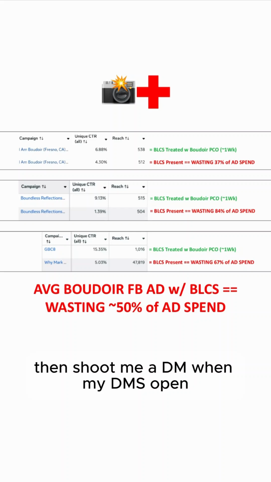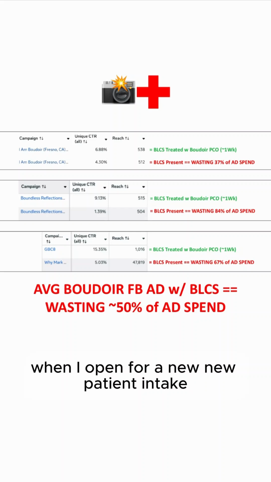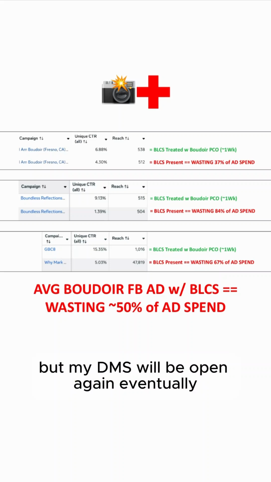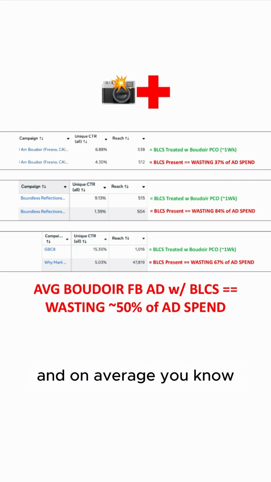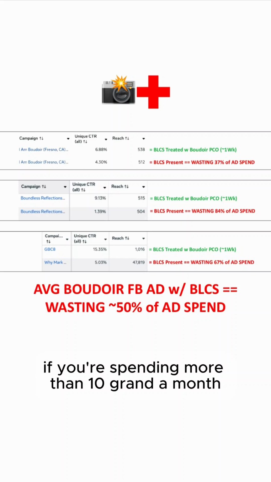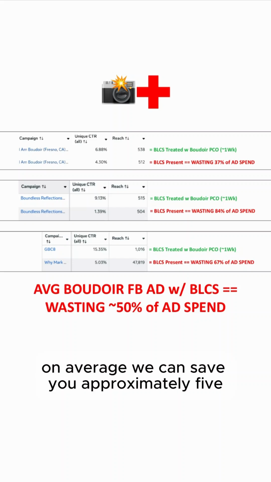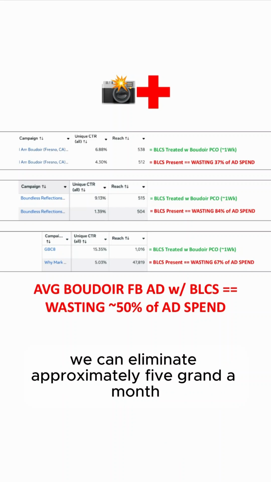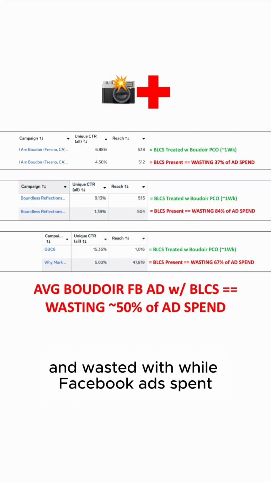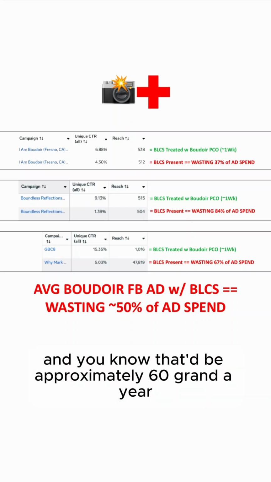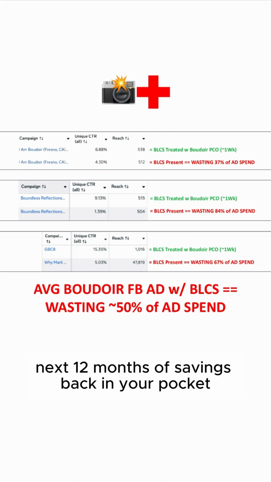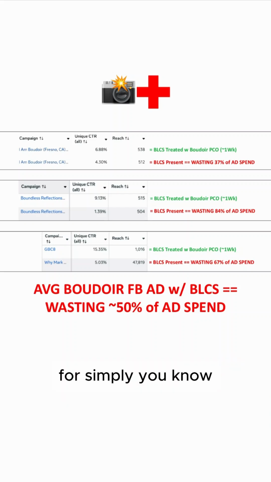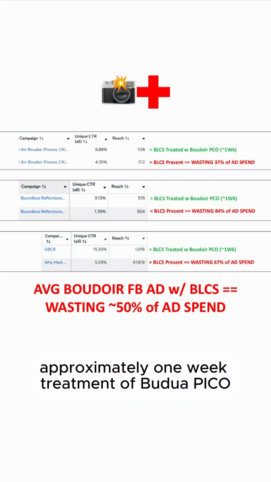Then shoot me a DM when my DMs open, when I open for new patient intake. My DMs are closed right now, but my DMs will be open again eventually. And on average, if you're spending more than 10 grand a month, we can eliminate approximately 5 grand a month in wasted Boudoir Facebook ad spend. That'd be approximately 60 grand a year in savings over the next 12 months back in your pocket, for simply approximately 1 week treatment of Boudoir Pico.